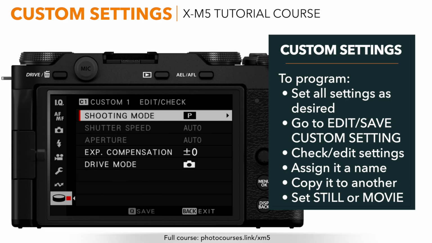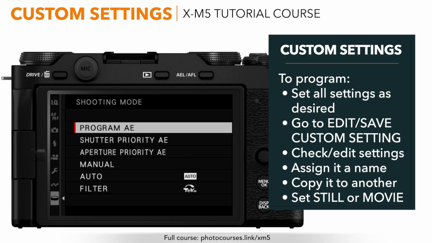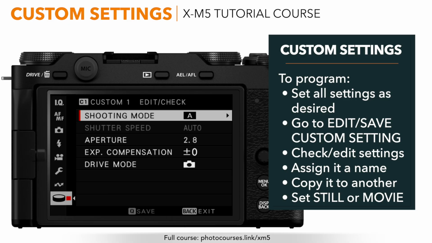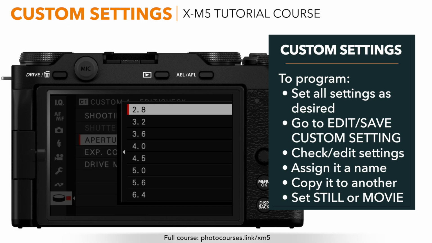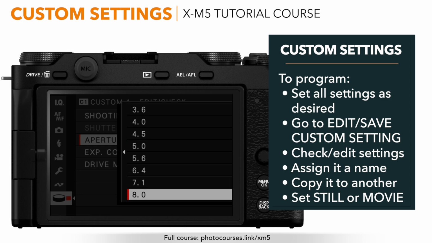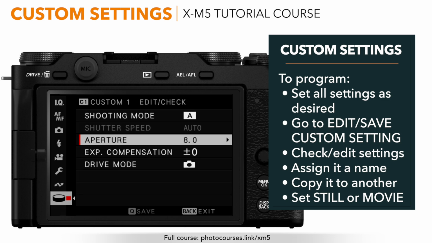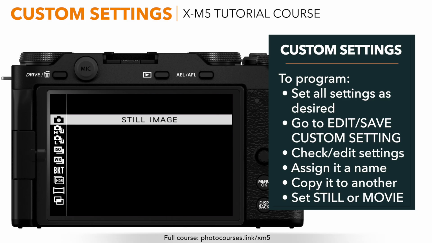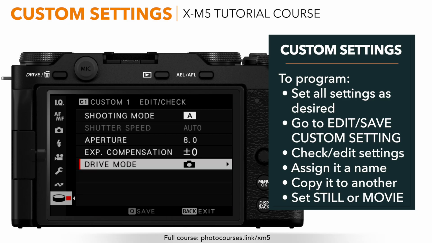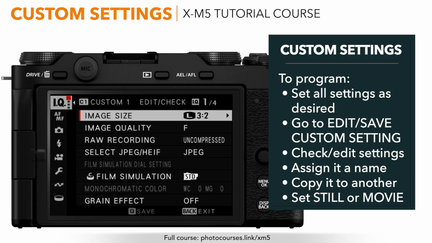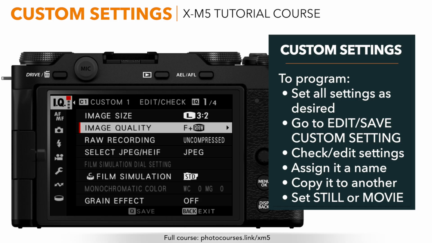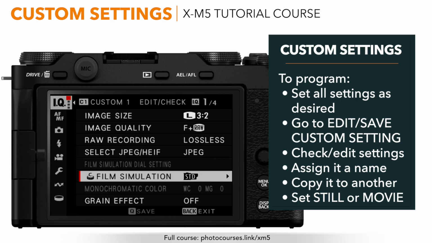Once you're in Edit Check, set up the shooting mode, so program, auto, aperture priority, manual, and so on, the shutter speed and aperture as appropriate for the shooting mode that you want to use, the exposure compensation, and the drive mode. Then go through all of the image quality settings, the focus settings, and the shooting settings to set those up how you want them for that custom setting.